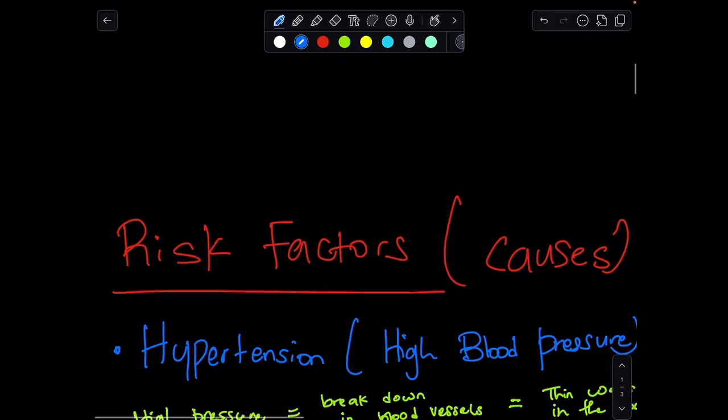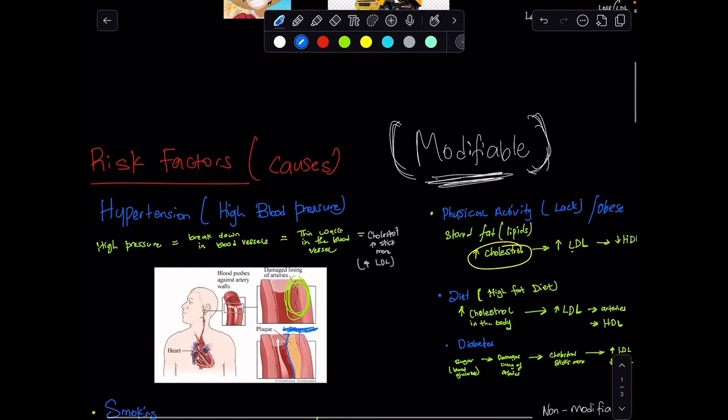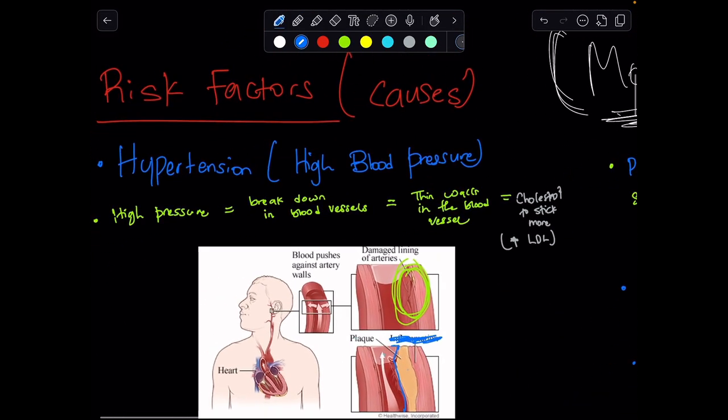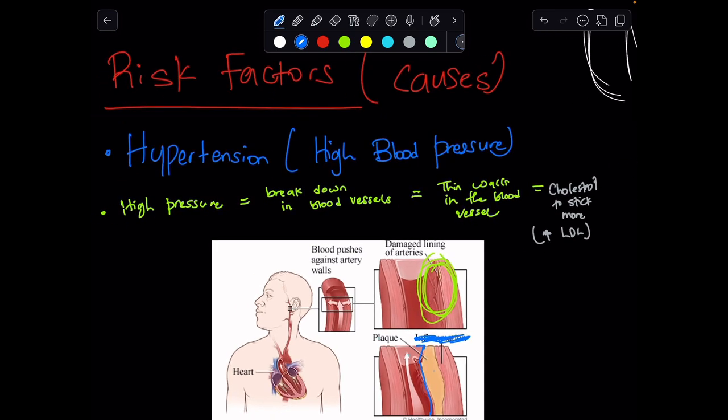Then we looked at some risk factors which are modifiable. We talked about high blood pressure, or hypertension by definition. We said that high pressure causes thin walls or breakdown in the blood vessel. Thin walls cause cholesterol to stick more, which means there is increased LDL and decreased HDL, because lazy Luffy brings it there, leaves it, it sticks and builds up. And we don't have enough helpful Luffy to remove it, because if we did, it wouldn't be sticking because it would be gone, right?